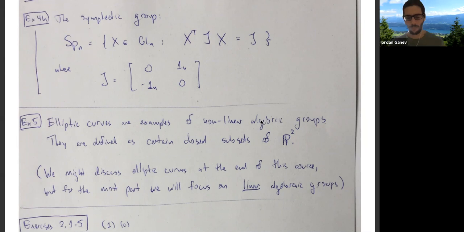So they're algebraic varieties with group structures. They're algebraic groups. They appear as certain closed subsets of P2, but they're non-affine. So they're not linear algebraic groups. So this course will be about linear algebraic groups. Maybe we'll discuss elliptic curves at the end of the course if there's time, and abelian varieties and some more algebraic geometry. But for the most part, we'll focus on linear algebraic groups.